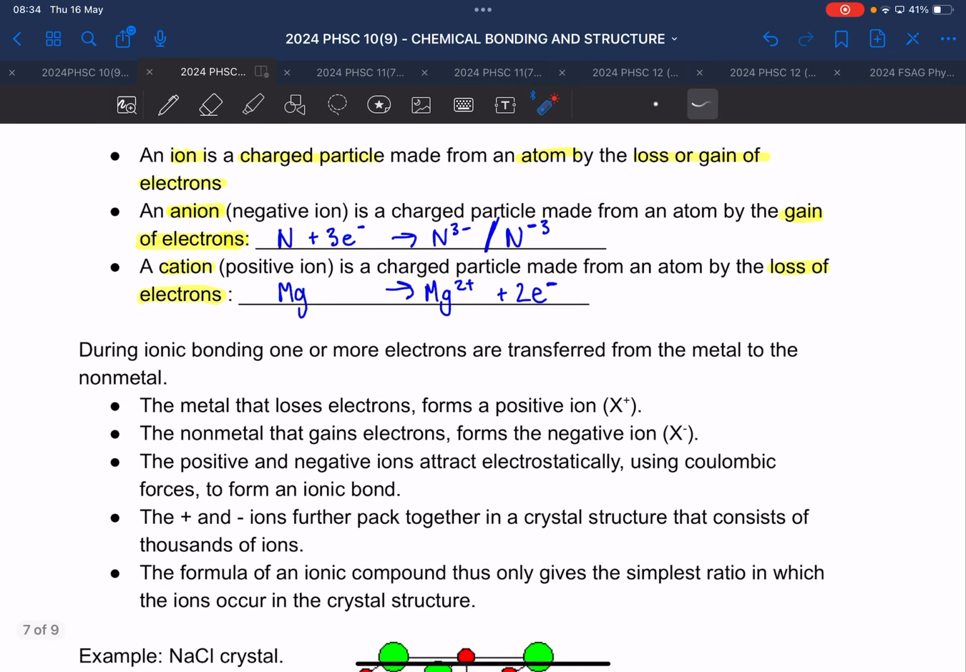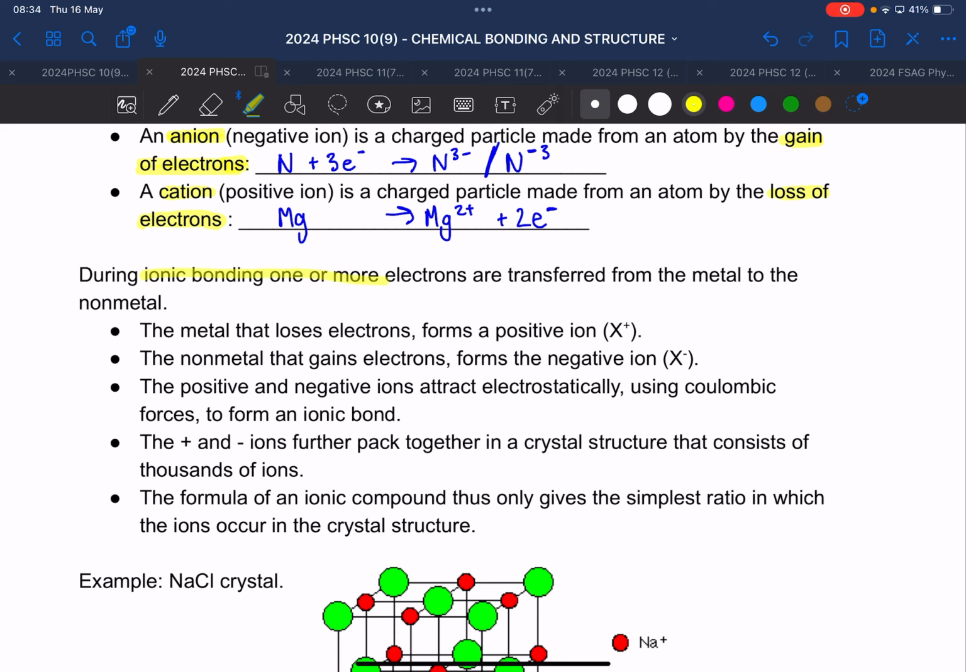Okay, so during ionic bonding, one or more electrons are transferred from the metal to the non-metal. Okay? So our metals give their electrons to the non-metals. So our metal loses electrons and forms a positive ion, and the non-metal that gains electrons forms the negative ion. Okay? You need to remember metals like to lose their electrons while non-metals like to gain their electrons. So now we have a positive ion and a negative ion. What do we know about things that are positively charged and things that are negatively charged? They attract each other, and that is where our ionic bonding comes from.